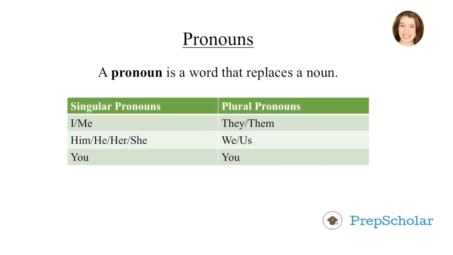We've got singular pronouns that refer to just one person, and we have plural pronouns that refer to multiple people. Singular pronouns would be words like I, him, he, her, you, me. Plural pronouns would be words like they, us, we, them. Here's the interesting thing though, just so you know. You could be both singular and plural.